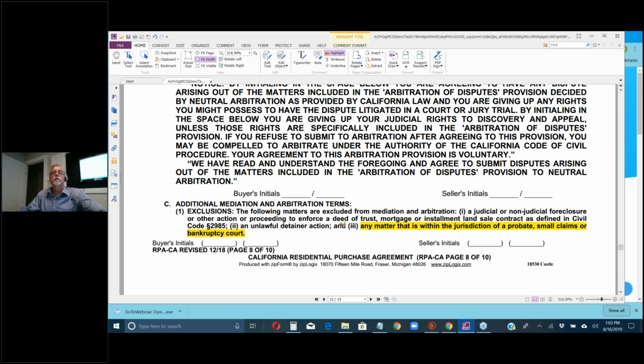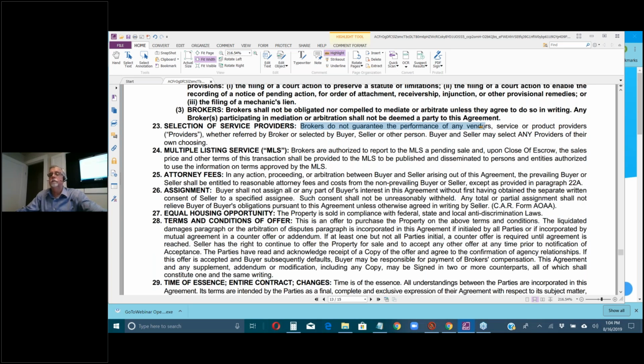Preservation, selection of service providers. We do not guarantee the performance of any vendors, right? We just recommended them.